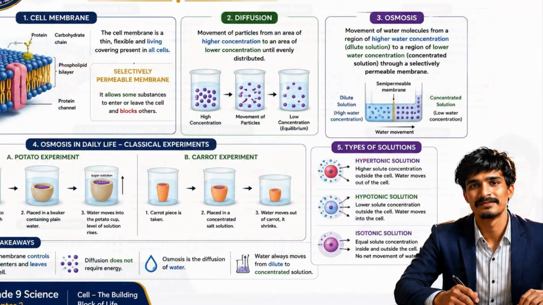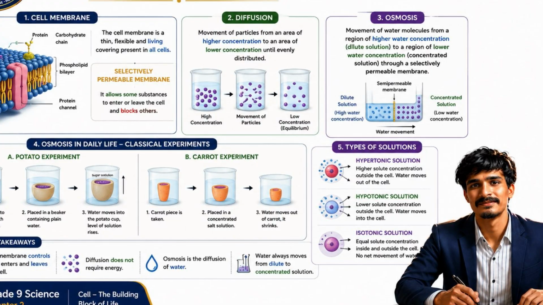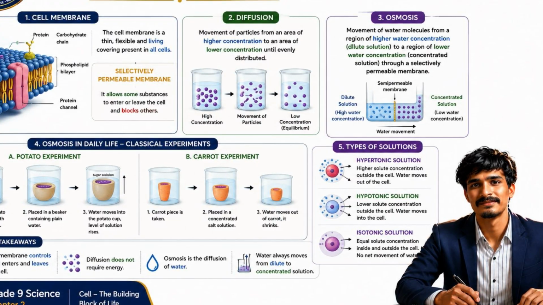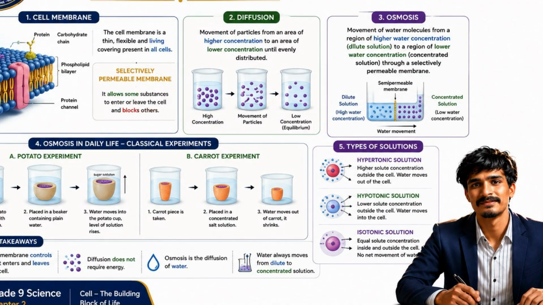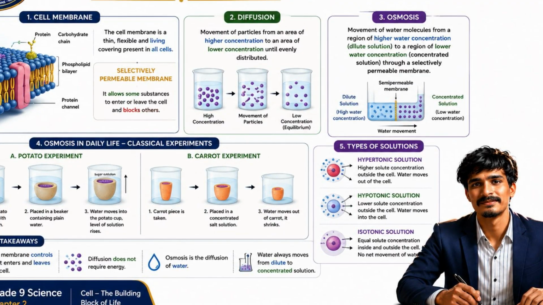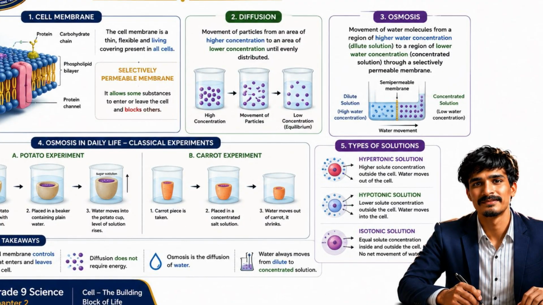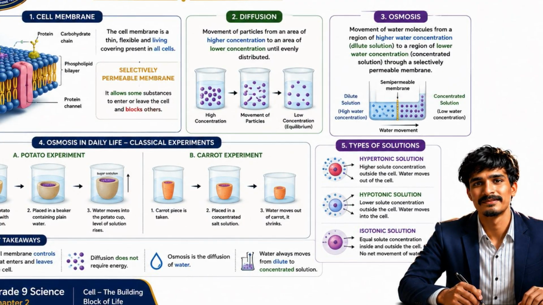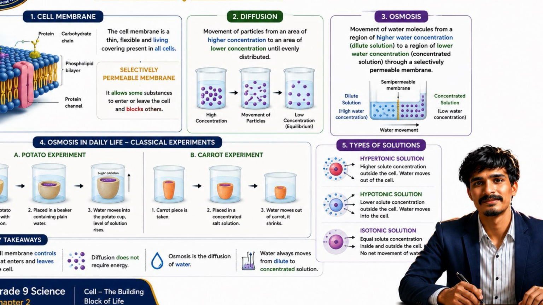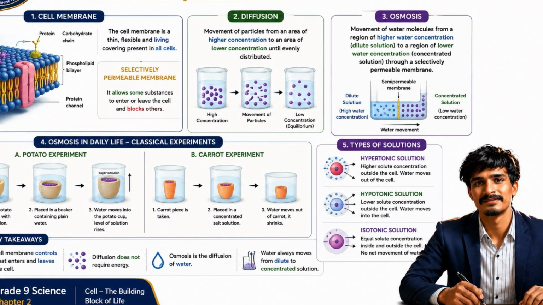The second is a hypertonic solution. A hypertonic solution contains a higher concentration of dissolved substances and a lower concentration of water compared to the cell. When a cell is placed in a hypertonic solution, water moves out of the cell. As a result, the cell shrinks.